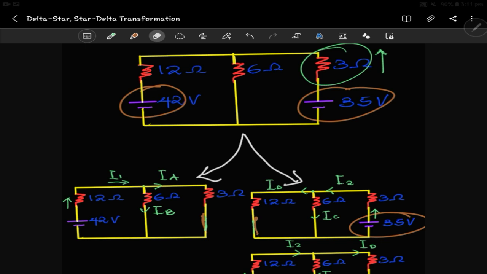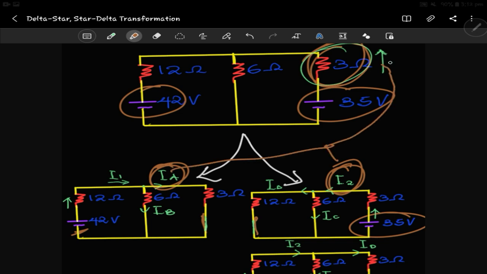Okay, so clearly we can see that in this superposition we split the circuit. We have the 45 volts here, and we short circuit the other voltage source. We have the 35 here, we short circuit the 42. In the superposition, it's very clear that if you're able to find this I2 here, and you're able to find this I1 here, when you add them up, this plus this should give you the actual current here. That's it for superposition.